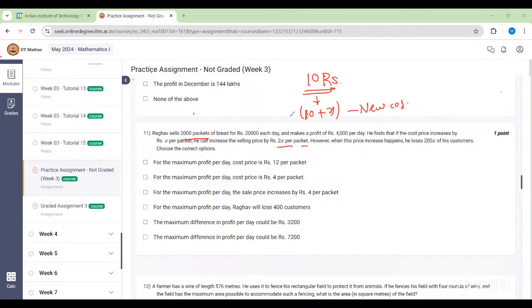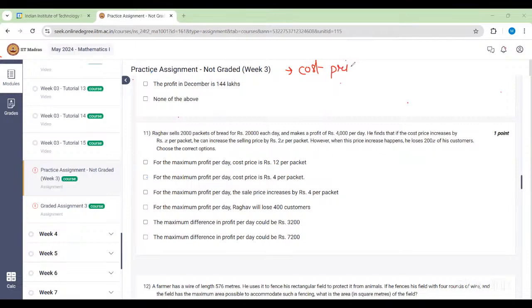What does this mean? Am I missing something here? Ma'am, I guess we need to find the cost price also. Ma'am, the new price is 2x, and the cost price is rupees 8. Since he's making a profit of 4,000, that means he's buying all the breads at rupees 16,000, so the cost price will be rupees 8. Yes. So that's 8 plus X.